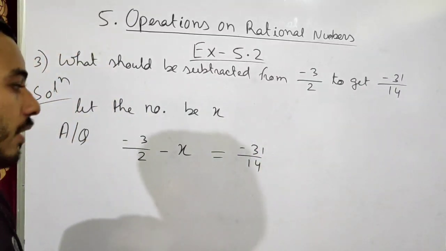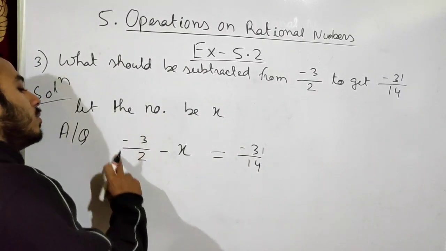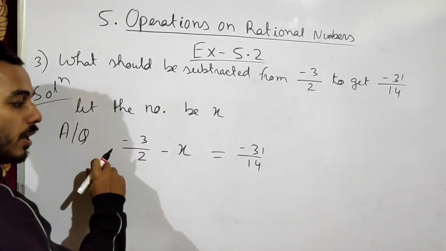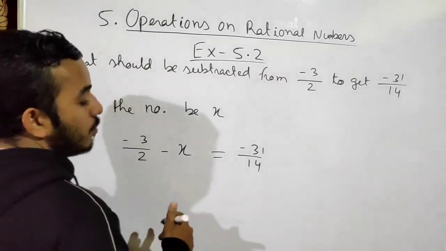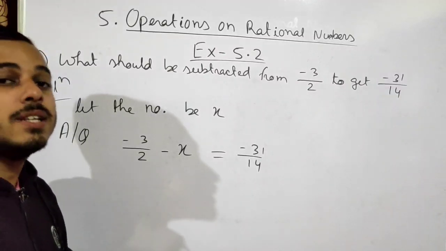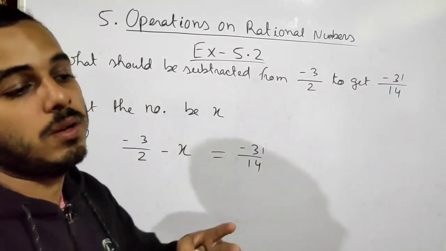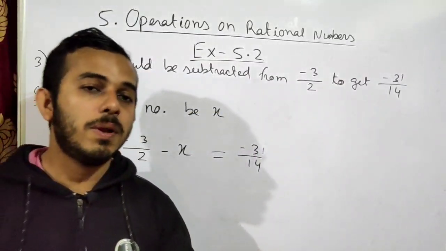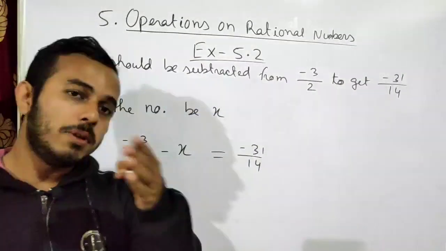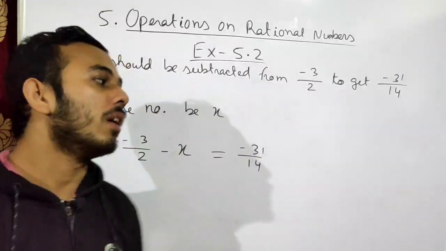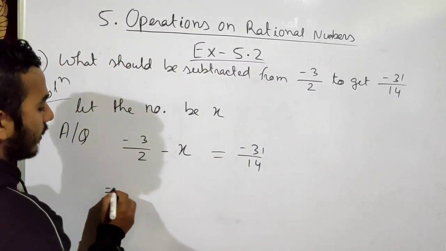Now this rational number is positive or negative? This rational number is a negative rational number. When we transpose the sides, the sign changes. If it was plus, then when we change the side, it will be minus. If it is minus, it will be plus. If it is multiplied, it will be divided, and if it is divided, it will be multiplied. Clear?